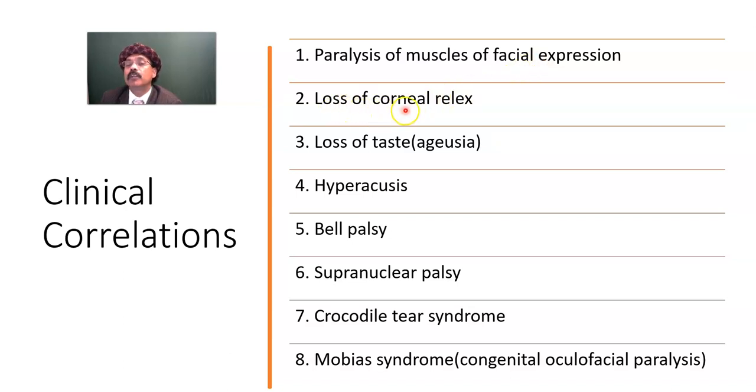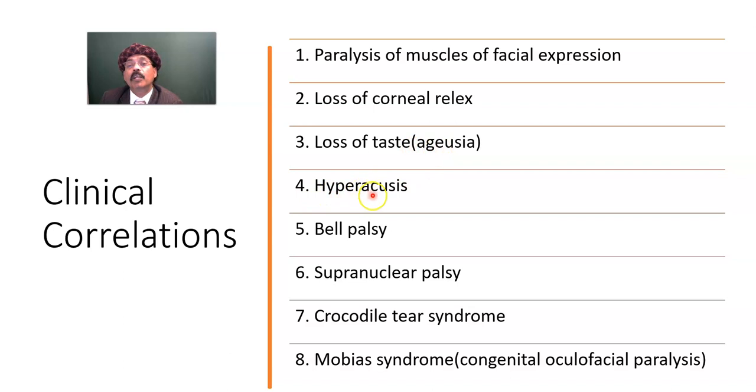Loss of corneal reflex or blink reflex. If you touch the cornea, the afferent component is carried by the ophthalmic division of the trigeminal nerve. The efferent component is carried by the facial nerve, that will be lost. So the person will not blink the eye because the orbicularis oculi muscle is innervated by the facial nerve. Loss of taste sensation from the anterior two-thirds of the tongue, because taste from the anterior two-thirds of the tongue is carried by the chorda tympani nerve, that is a branch of the facial nerve. It picks up taste sensation from the anterior two-thirds of the tongue except the vallate papillae.